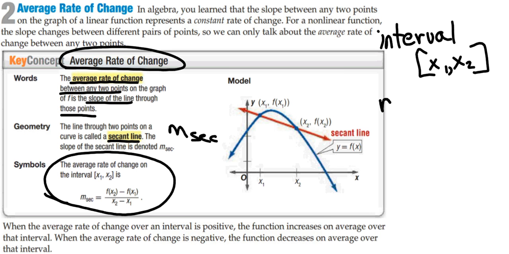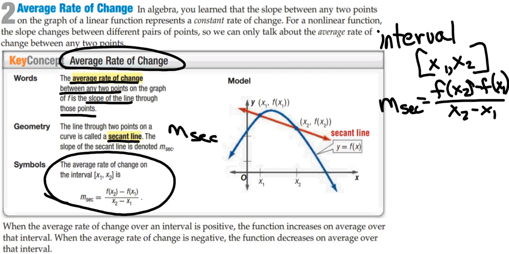And the slope of the secant line, m secant, is f of x2 minus f of x1. Let me just write that a little better: f of x2 minus f of x1 divided by x2 minus x1.